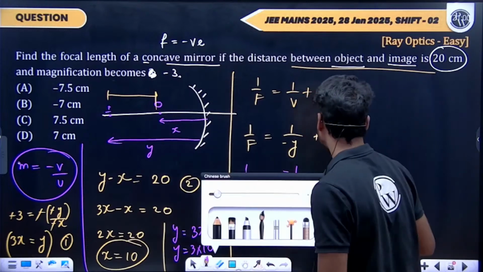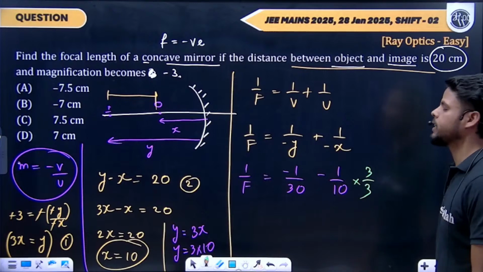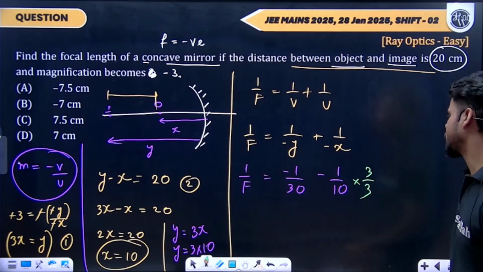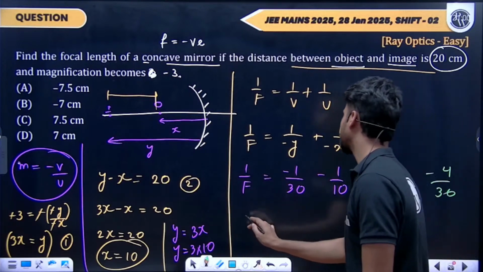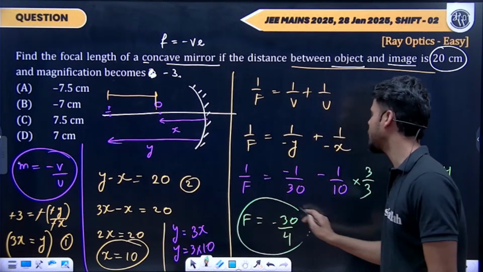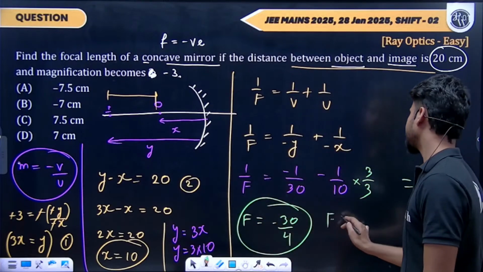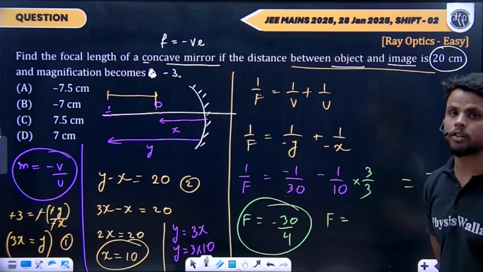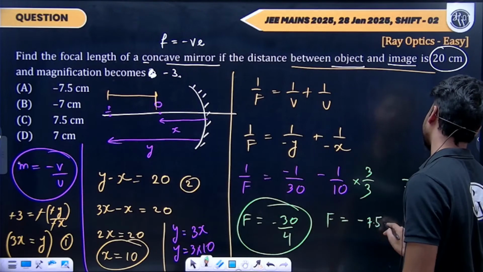Now from here, making the denominator common, I would multiply by 3 and divide by 3. Denominator is 30. Minus 3 minus 1, minus 4 divided by 30. So focal length would come out to be 30 divided by 4, and it will be of minus sign because we are having a concave mirror. So focal length is coming out to be minus of 15 by 2. What would be minus of 15 by 2? Minus 7.5 centimeter. Easy peasy.